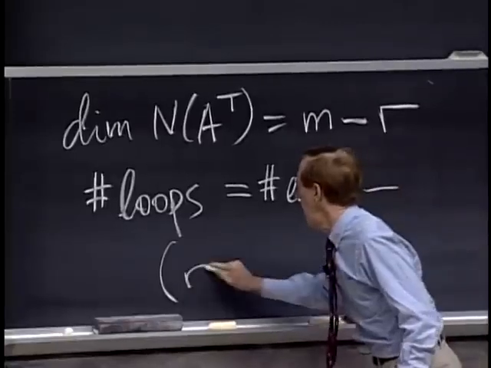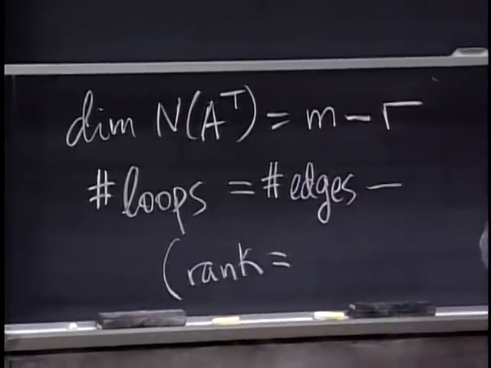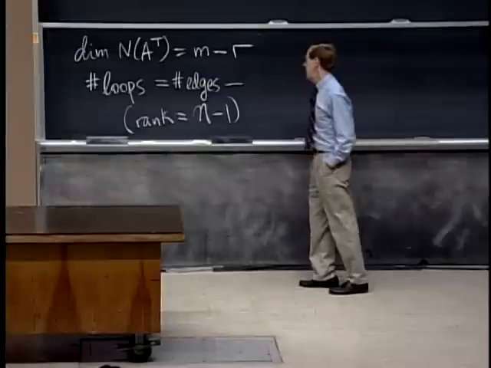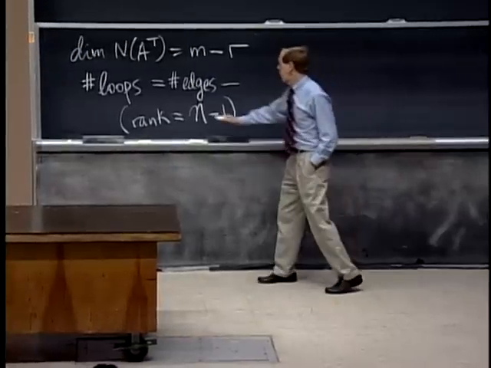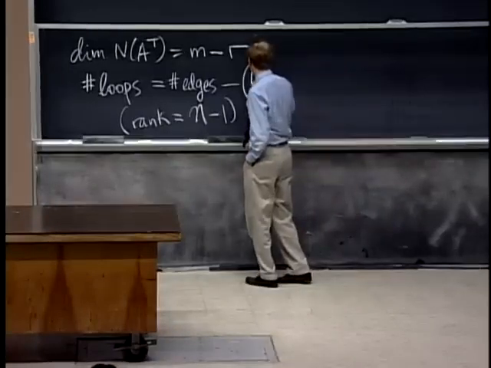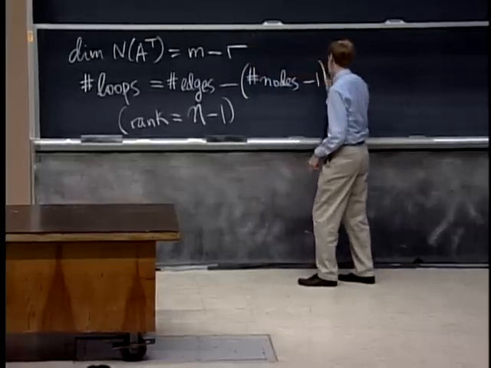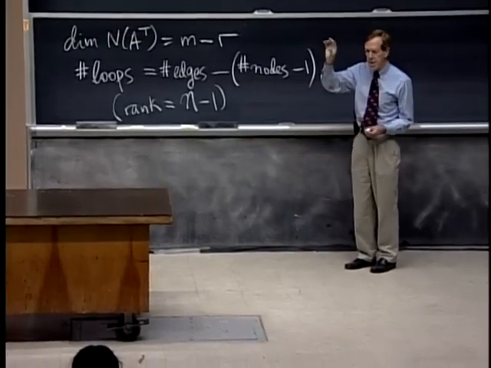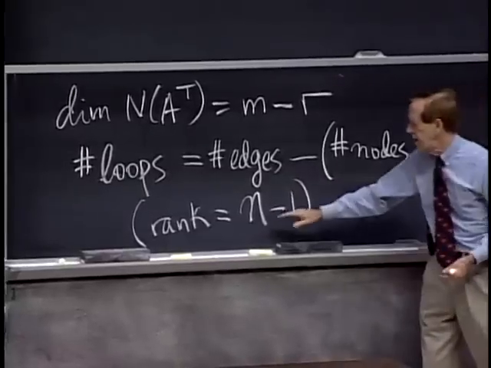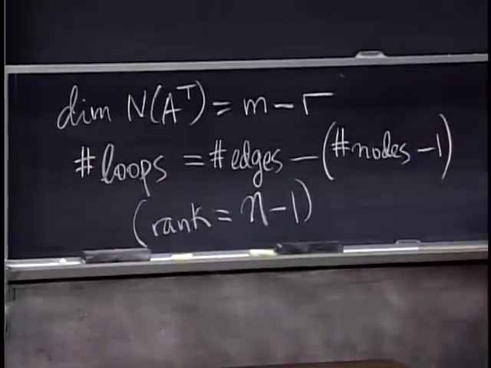Let's just remember. The rank was, you remember, we had a one-dimensional null space, the rank was n minus 1. Because there were n columns coming from the n nodes, so it's the number of nodes minus 1. Because of that 1, 1, 1, 1 vector in the null space, the columns were not independent. There was one dependency, so we needed n minus 1. This is a great formula.